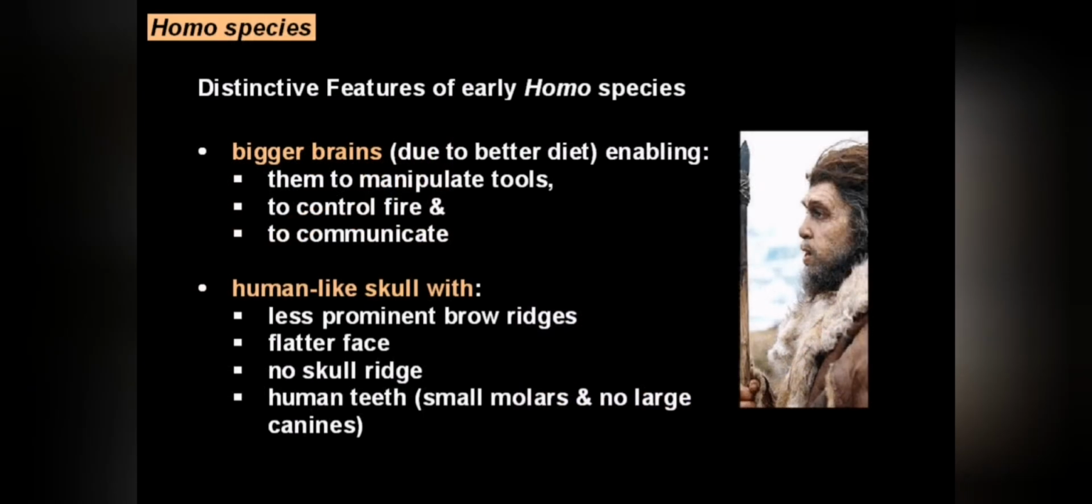The Australopithecines evolved into the Homo species, which we are going to look at now. The distinctive features of the Homo species is obviously that they have much larger brains, which could indicate intelligence, which would make them able to manipulate tools, control fire, and even communicate. And also major changes to their skulls. In other words, the brow ridges, the flatter face, the skull ridges, and so on.